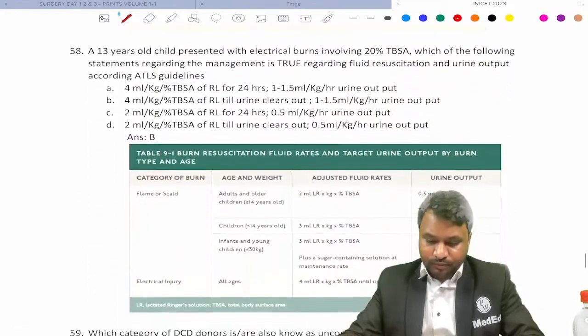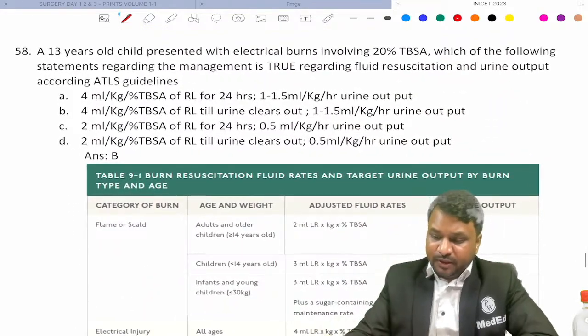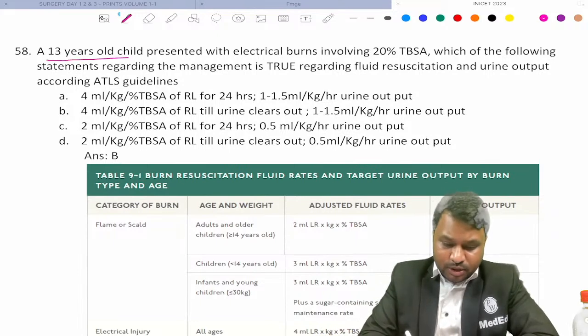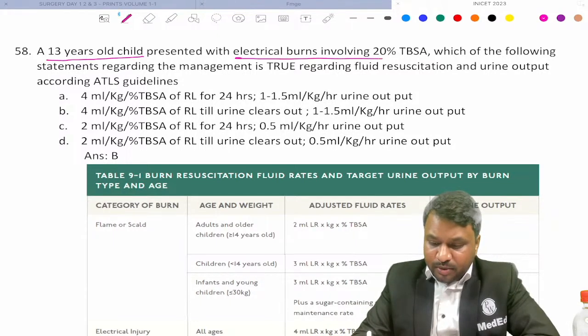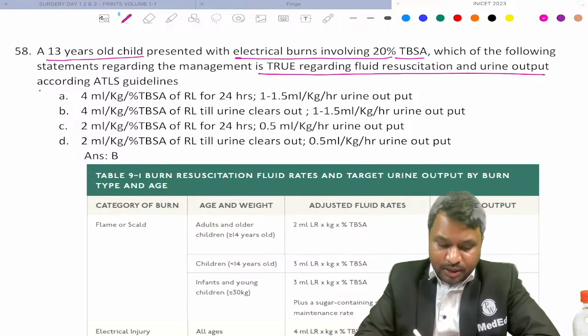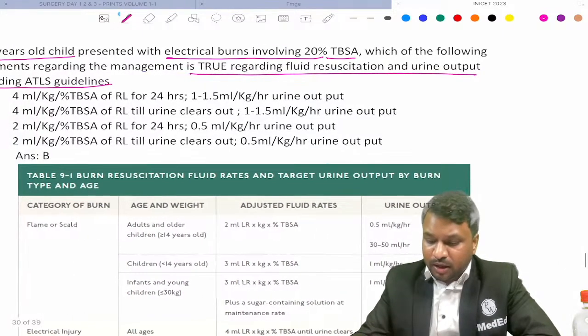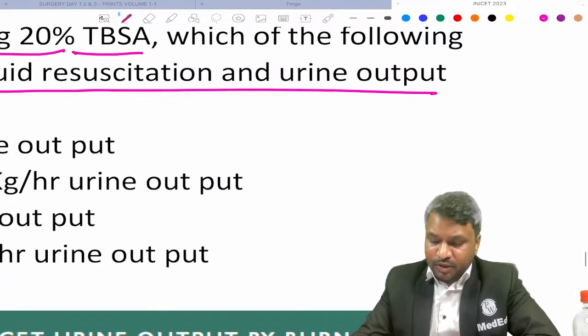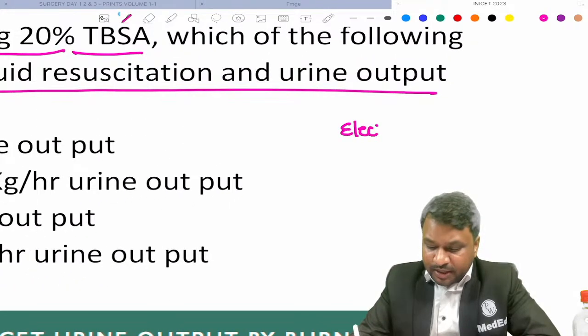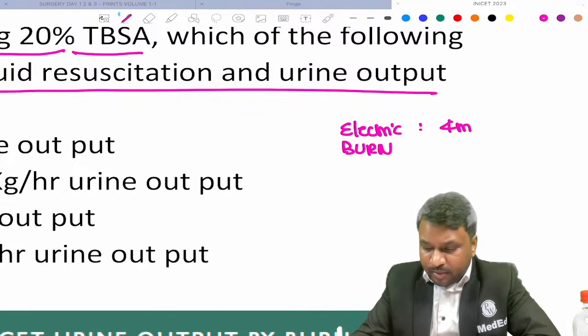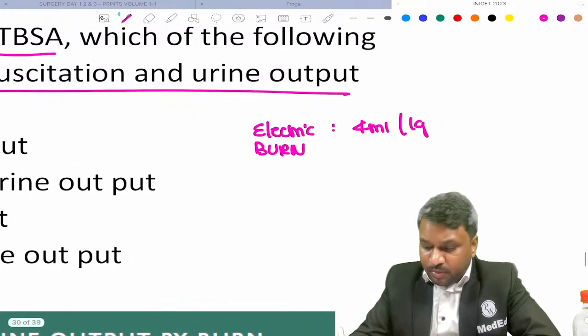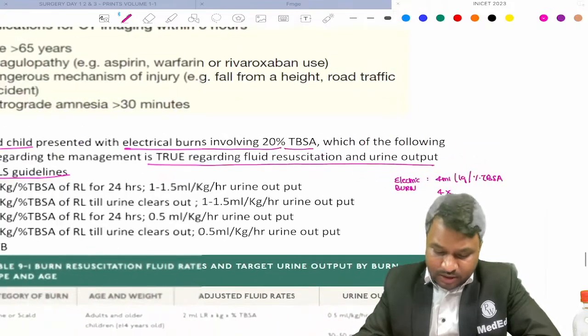So we have a 13 years old child presented with electrical burns involving 20% of total body surface area burnt. Which of the following statements regarding the management is true regarding the fluid resuscitation and urine output according to ATLS? Right now, he has an electrical burn. So when we say if there is an electric burn, according to ATLS, it is 4 ml per kg per percentage of total body surface area burnt. So here 4 into what is the weight of the patient?